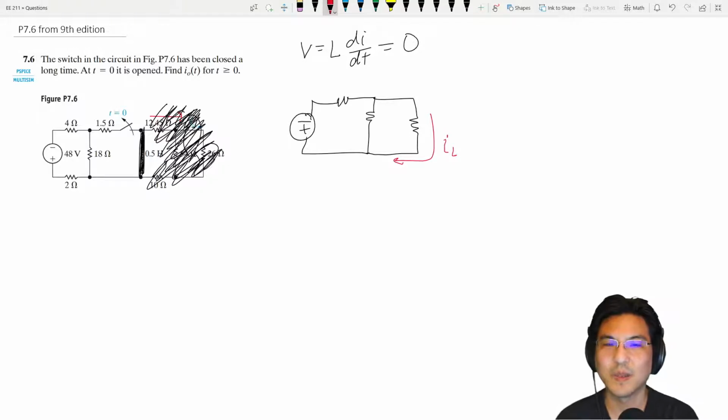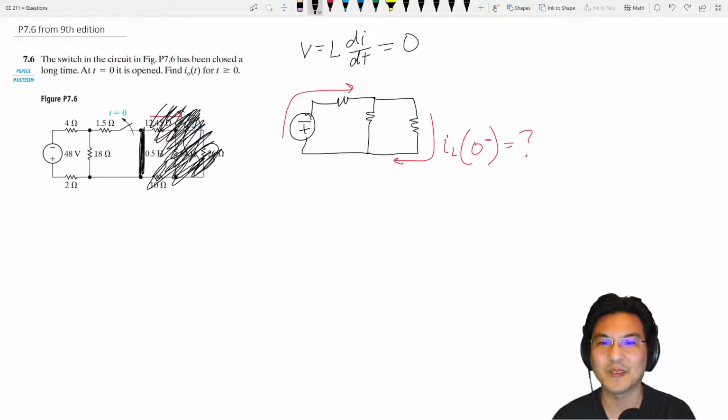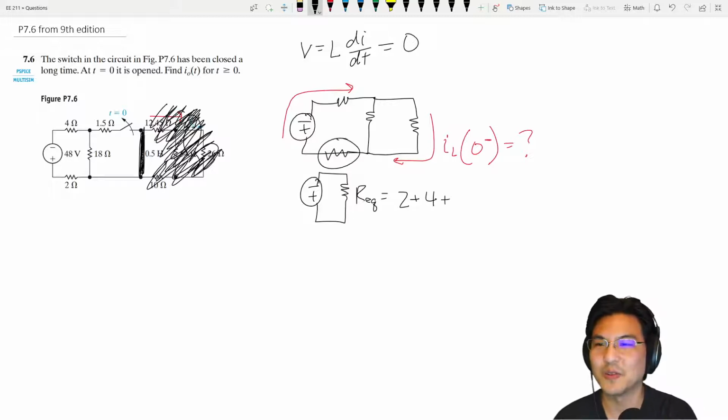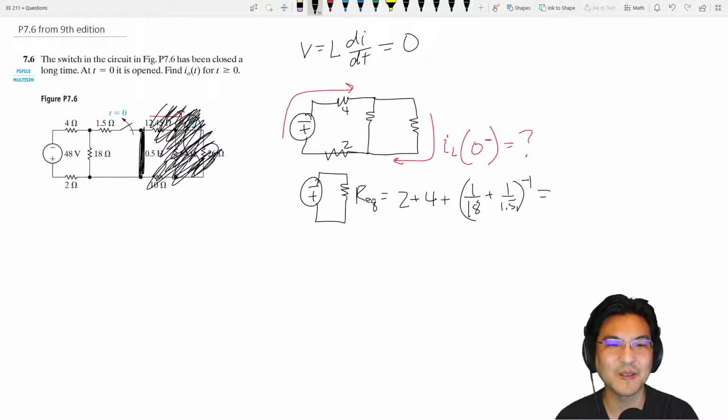And we want the current going through that inductor, at least before at t equal to 0, approaching from the left. So what is this? Okay, so how much current is going this way? As far as this voltage source is concerned, it looks like some equivalent resistance, right? So what is this equivalent resistance? Oh, I forgot this one over here. Okay, it's 2 plus 4 plus these two in parallel. So whatever 18 and 1.5 in parallel is. 18, 1.5, and then take the reciprocal. Okay, so just punch this up in the calculator. That's the equivalent resistance.